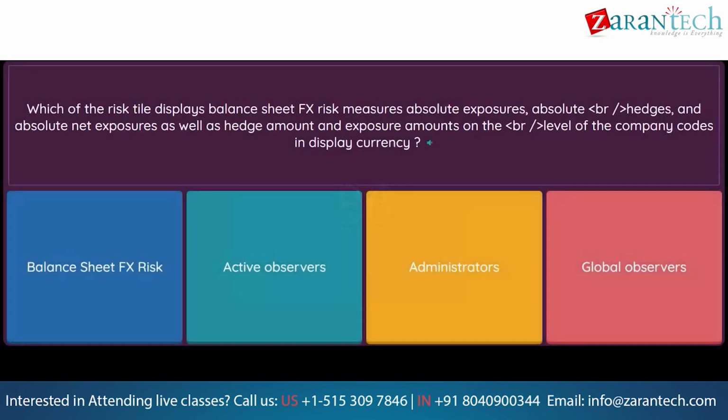Question, which of the risk tile displays balance sheet FX risk measures absolute exposures, absolute hedges, and absolute net exposures as well as hedge amount and exposure amounts on the level of the company codes in display currency? Option 1 balance sheet FX risk. Option 2 active observers. Option 3 administrators. Option 4 global observers.